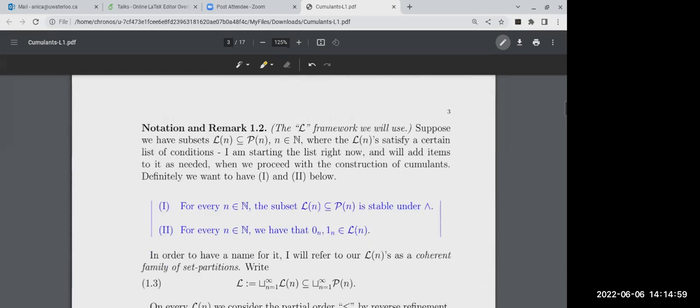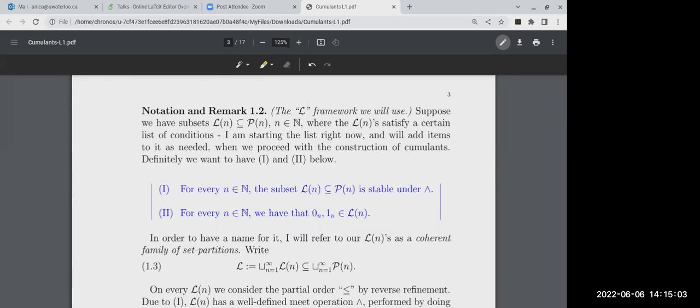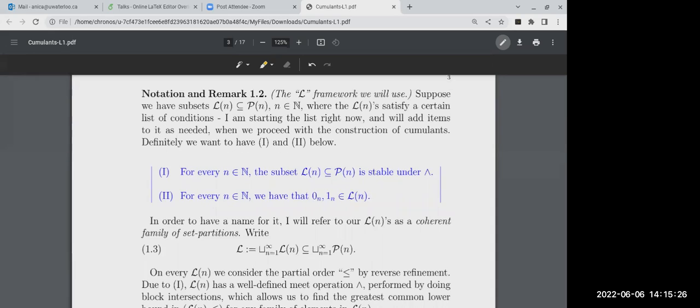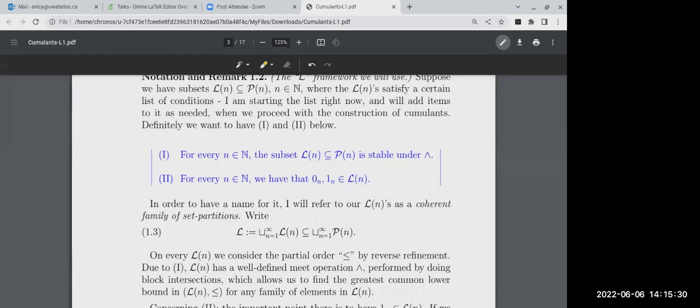So here is the framework. For every n, I take a subset L of n of partitions of 1 to n, and I'll start putting conditions on these L of n. I'll start putting the conditions which I know make the various little proofs about cumulants work. It's going to be a list. Actually, it's going to end by having 6 conditions.